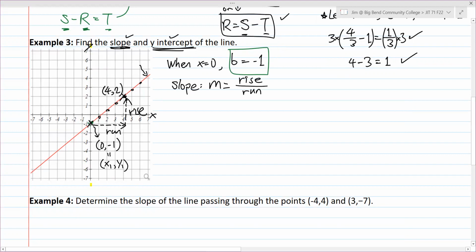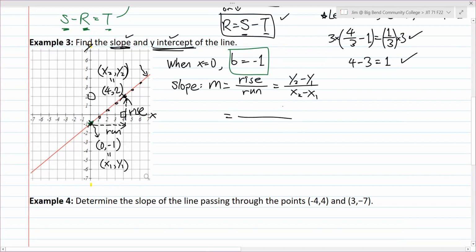We have 4, 2 on that final point in the given interval right there. So that will be x2, y2. And rise is found as the difference of the y values, and the run will be the difference of the 2 x values, and they have to be in the same order.